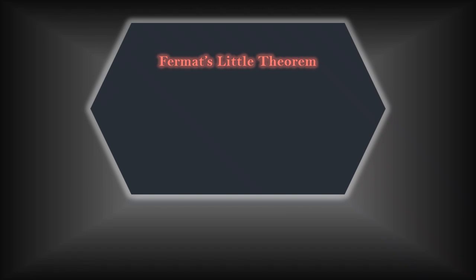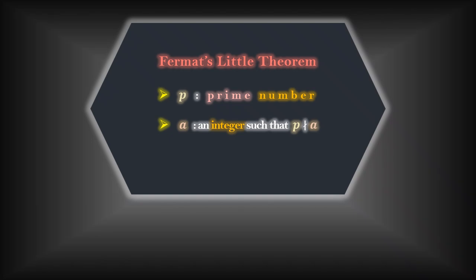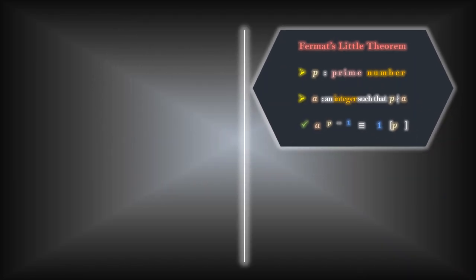We begin by stating the theorem. For any prime number denoted by p, if a is an integer and p does not divide a, then a raised to the power of p minus 1 is congruent to 1 modulo p. Now let us move on to the proof.